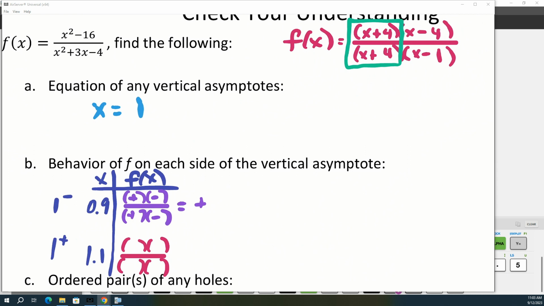So what that means is the limit as x approaches 1 from the left of f of x is going to be positive infinity. I know it's a vertical asymptote, so it's either going to be positive or negative infinity. I got a positive, so it means it's positive infinity.